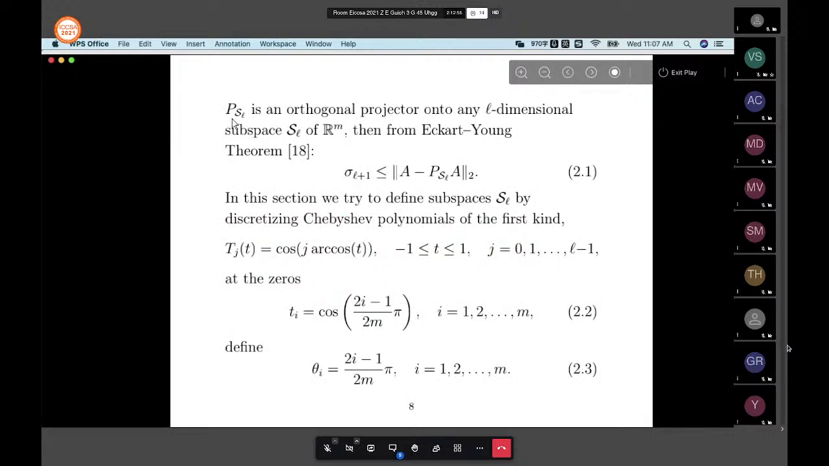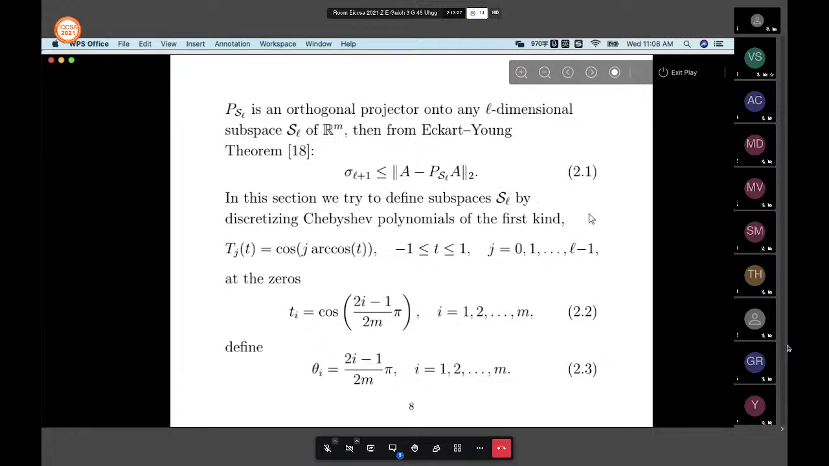So P_SL denotes the orthogonal projector onto the subspace S_L, and when S_L is a suitable subspace, the approximation of A, the projector times A, is a good approximation of A. Of course, it requires L to be big enough so that the singular value of A is small enough for it to be a good enough approximation.